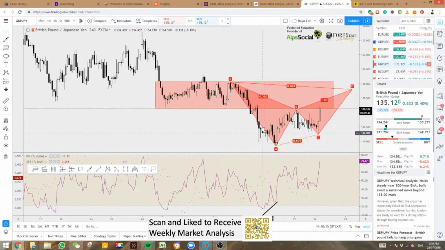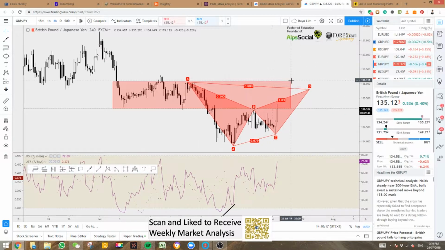Remember to check all your filters here that you learn in class. Okay, so this is one possibility. You can take a look at the 1 hour chart.